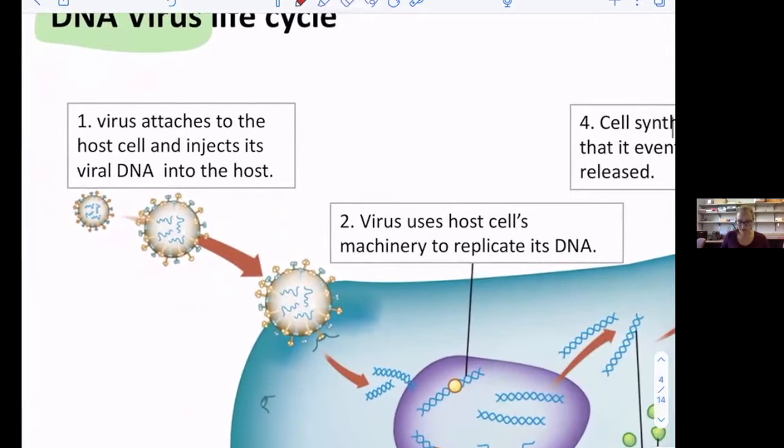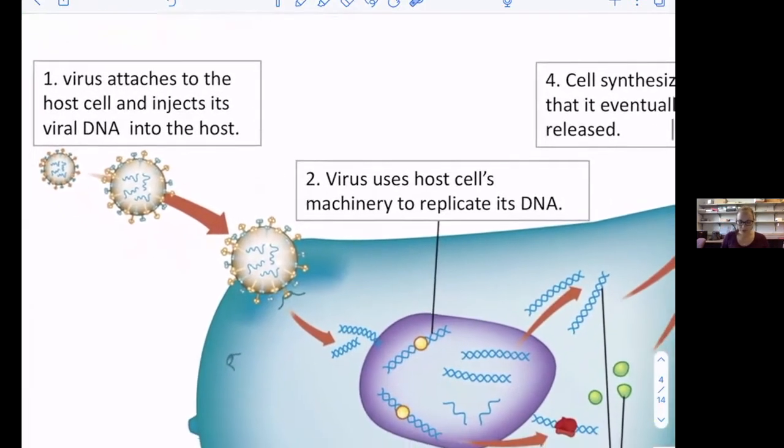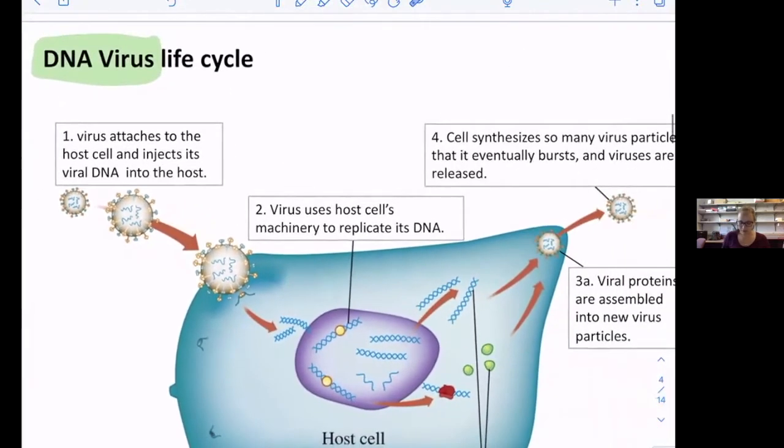So the virus attaches to the host cell and injects viral DNA into the host. So this virus, when it hits the cell membrane of a cell in whatever kind of human or organism that it can unlock, you'll see one of these little spikes on the side. You'll hear with coronavirus a lot of spike proteins. That little spike acts like a key, and it unlocks the outside and inserts itself into the host cell.